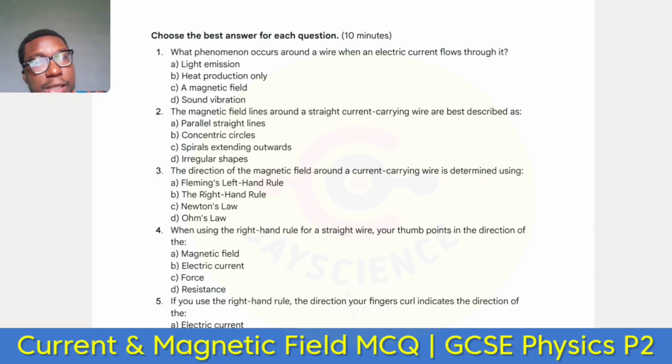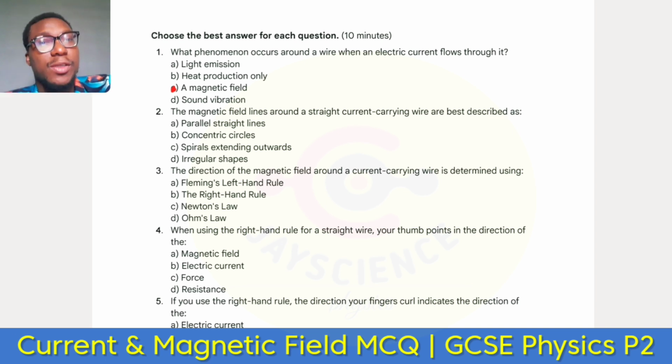Question 1 says, what phenomenon occurs around a wire when an electric current flows through it? Yep, that is a magnetic field. When you have a wire and current flows through it, the wire generates a magnetic field. And we use what we call the right-hand grip rule to find out the direction of the magnetic field.